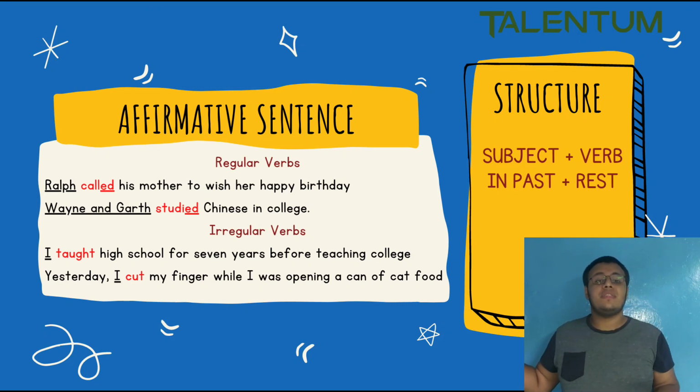Now we have the examples with the irregular verbs. I taught high school for 7 years before teaching college. Yesterday I cut my finger while I was opening a can of food. First we have the verb teach, which in past is taught, and then we have the verb cut, which is still cut in past. As you can see, there's no rule to follow. You simply need to memorize them. So here you have two new verbs to learn.